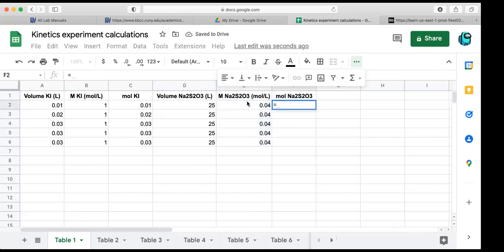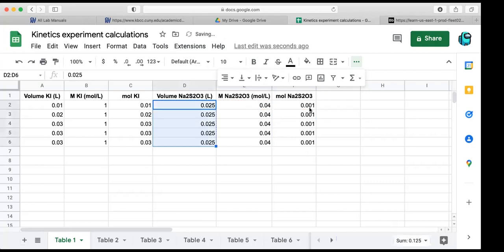And then again, molarity, so equal sign tells you you're doing a function. You pick the cell you want to multiply by. So times, now we have a problem here. See, I have that in milliliters. I'm going to drag that down. We don't want it in milliliters. We want it in liters. We have to divide that by 1,000. So 0.025. I'm going to drag that down. So that's the same. So now we have the correct number of moles here.